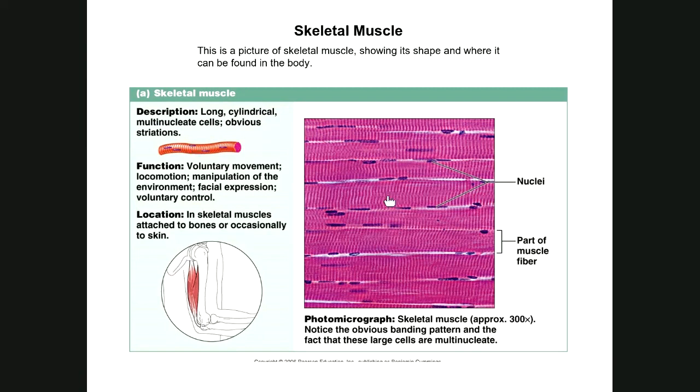They're multinucleate because when you're being formed, these cells are made from cells called myoblasts that join together, and each one brought a nucleus with it. And so these are the cells in your body that are multinucleate.